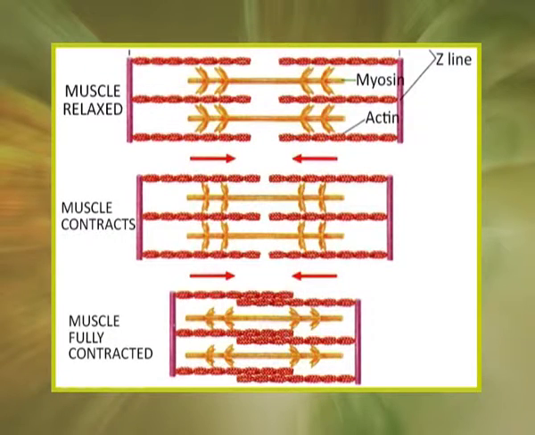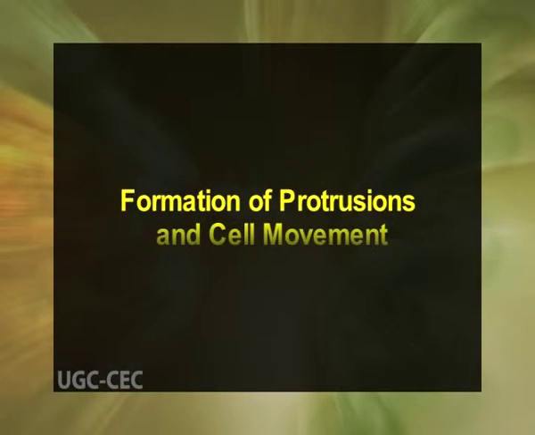Muscle contraction thus results from an interaction between the actin and myosin filaments that generates their movement relative to one another. The molecular basis for this interaction is the binding of myosin to actin filaments, allowing myosin to function as a motor that drives filament sliding, formation of protrusions and cell movement.